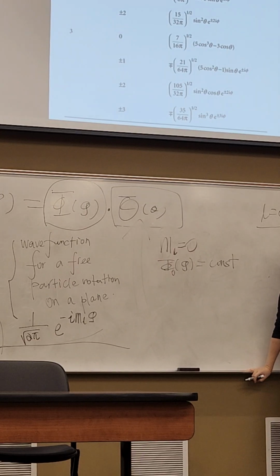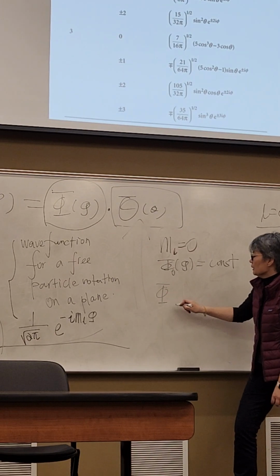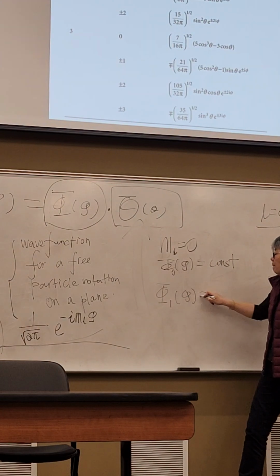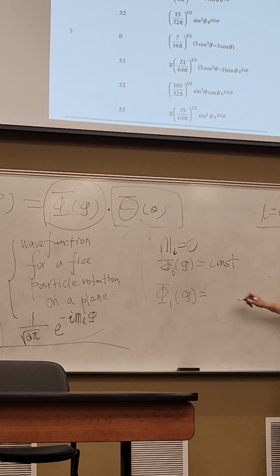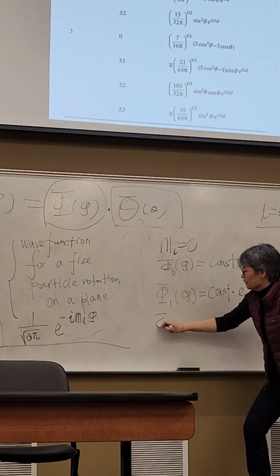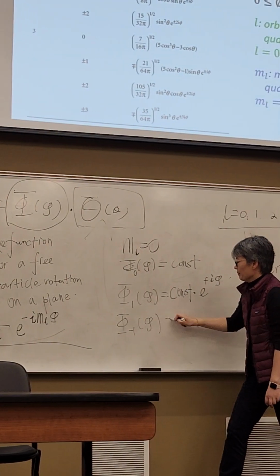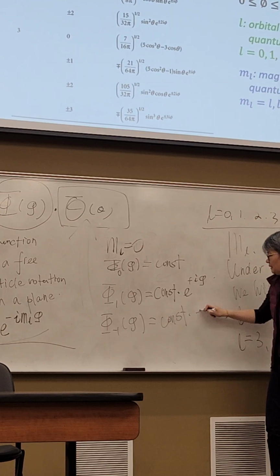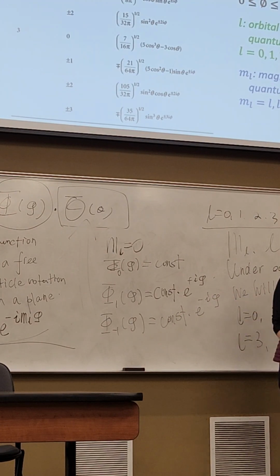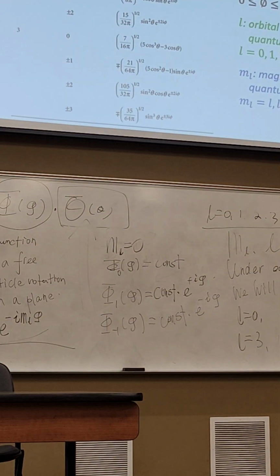Do you agree with that one? Okay, now how about if this equals 1? Then you have a normalization constant, and then times e to the negative. I don't know what's going on with me today, I flip the sign all the time from left to right. So how about with m sub l equal to -1? That's what we learned from the particle rotation on the plane. Do you agree with that one?